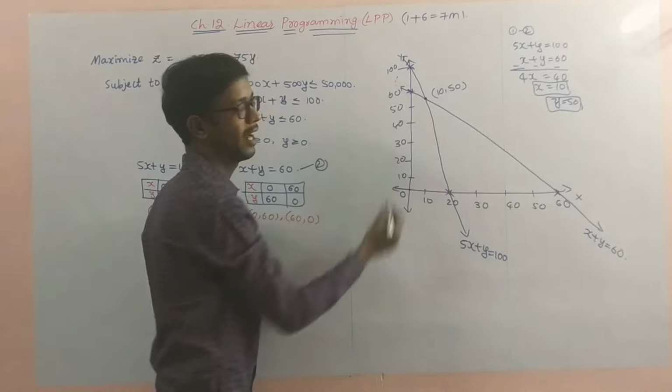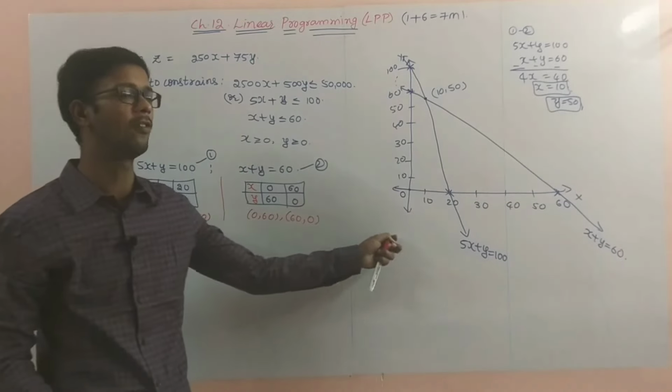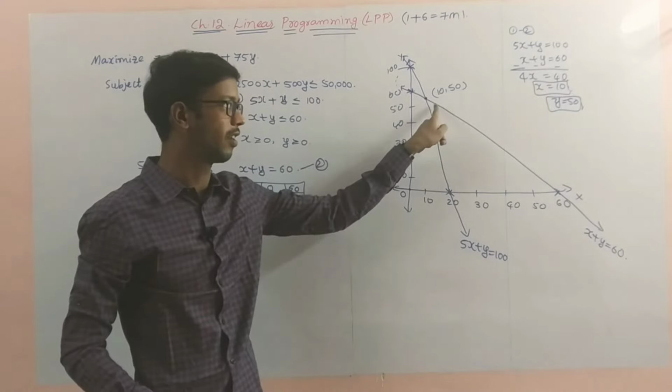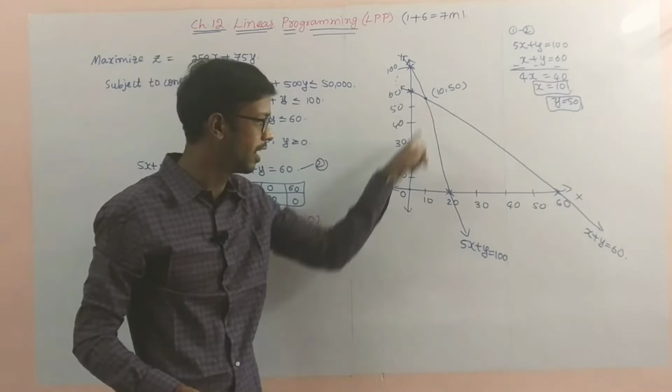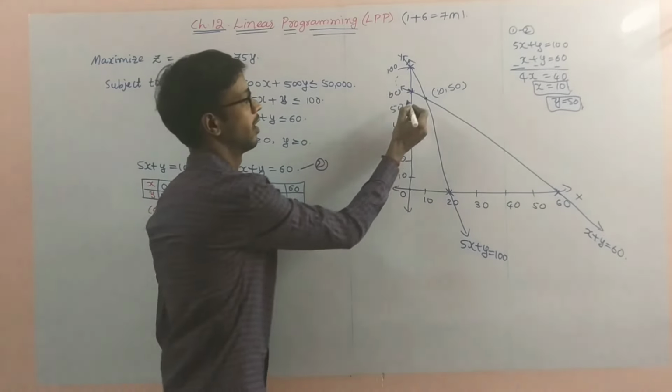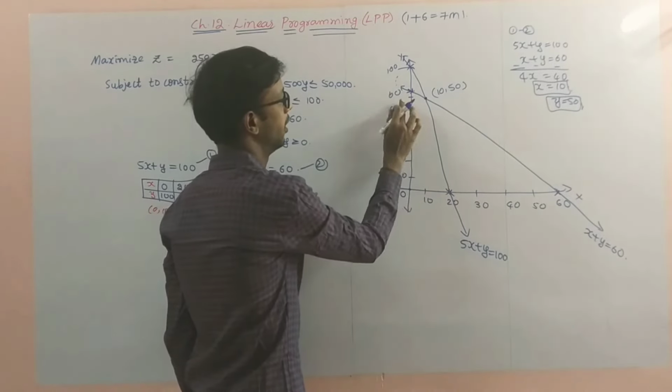Here, why we are not getting a proper diagram is because this is a rough diagram. If you use graph paper, you will get the correct intersection point 10, 50. This point has x-axis value 10 and y-axis value 50. Just I am making it here as 50.